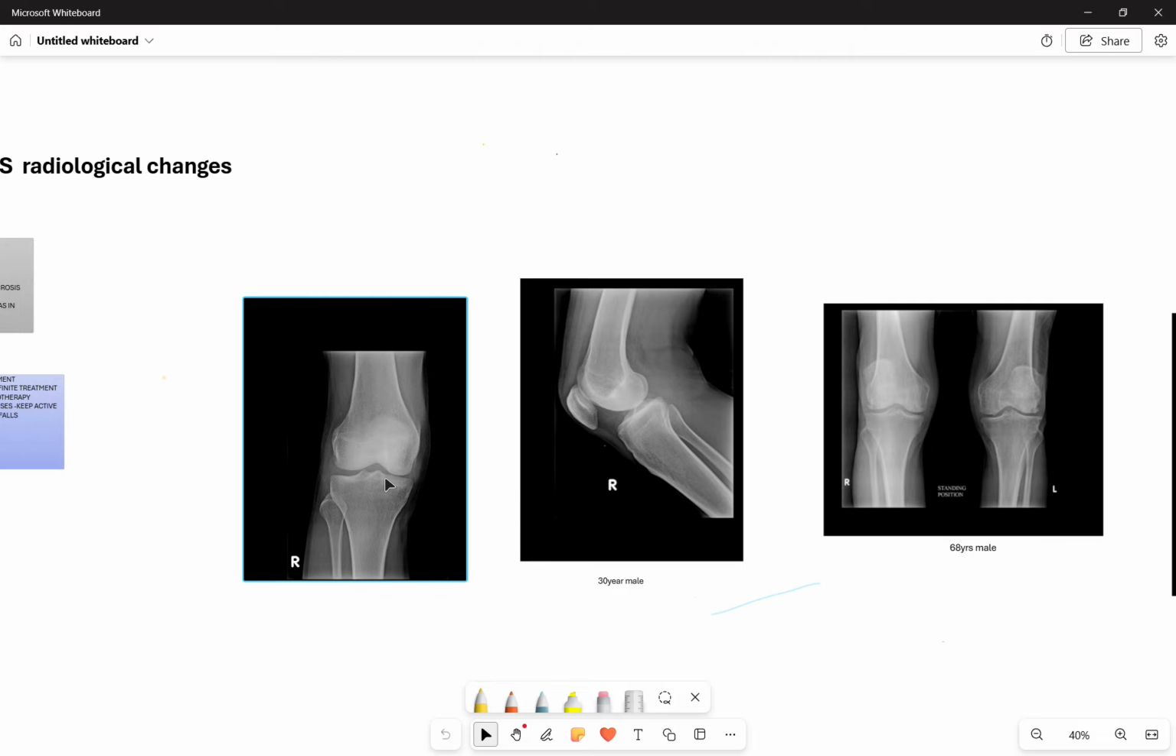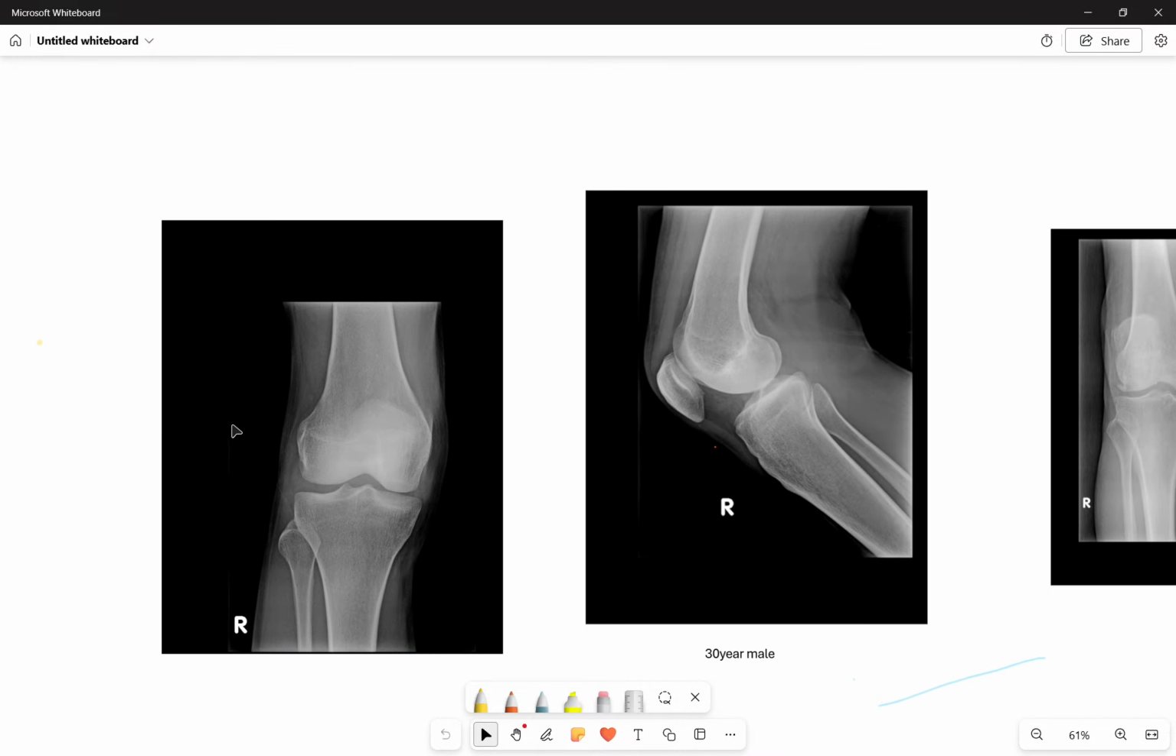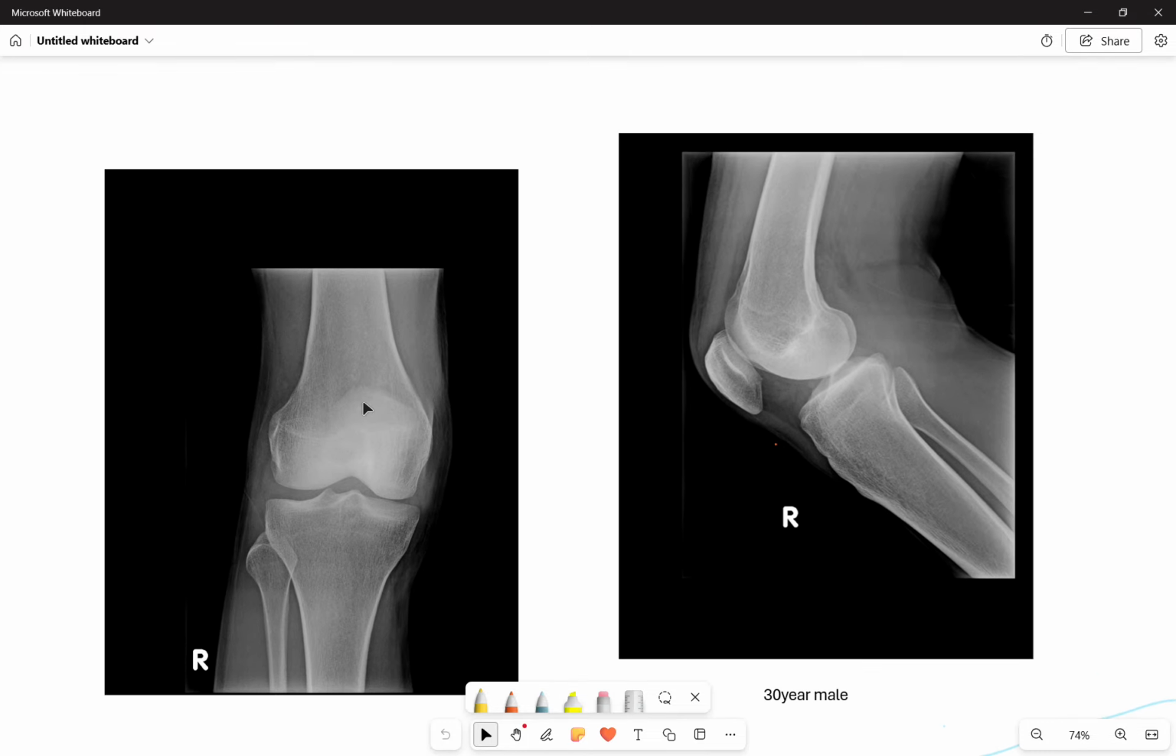This is an X-ray of a knee joint of a young 30-year male. The knee joint is formed by the lower end of the femoral condyle and upper end of the tibial plateau. Look at this X-ray. The margins of the lower end of the femoral condyle are very smooth, very regular, and so are the margins of the tibial plateau. Very smooth, very regular.